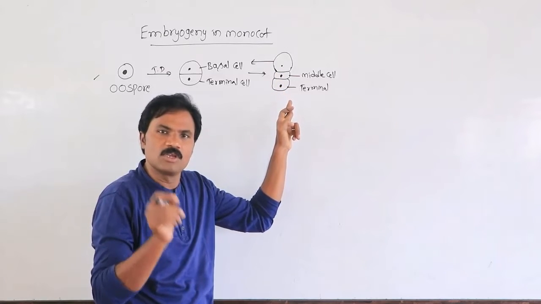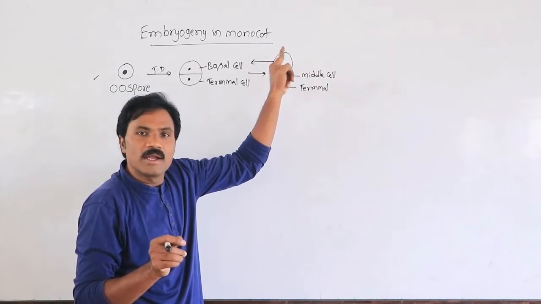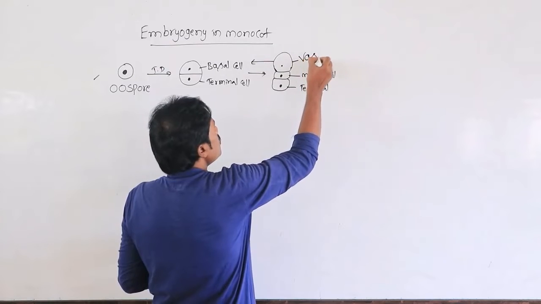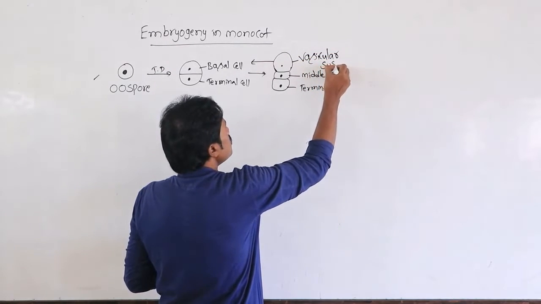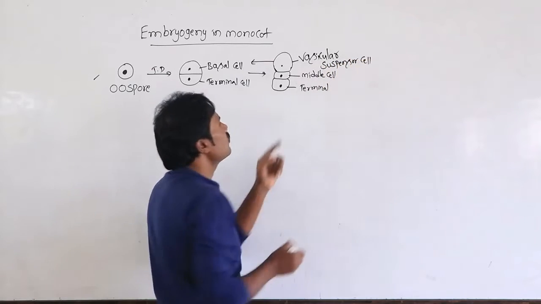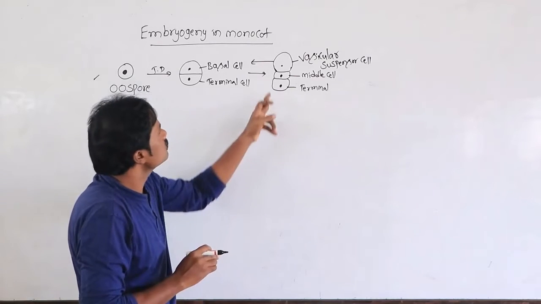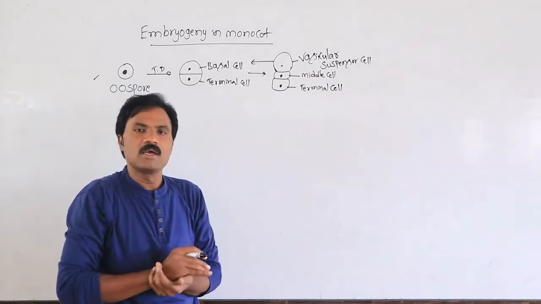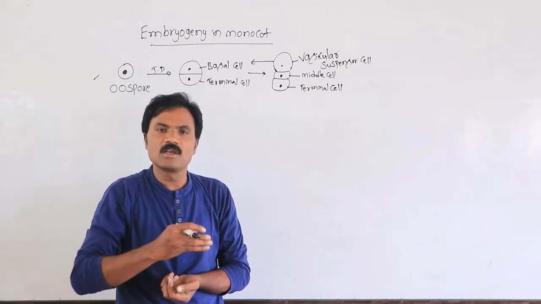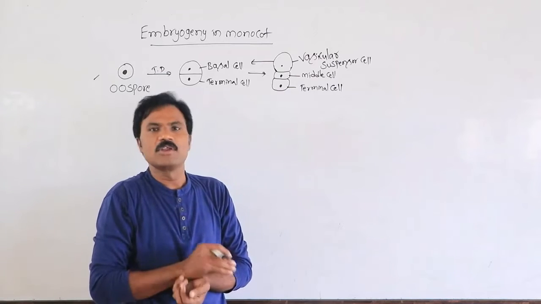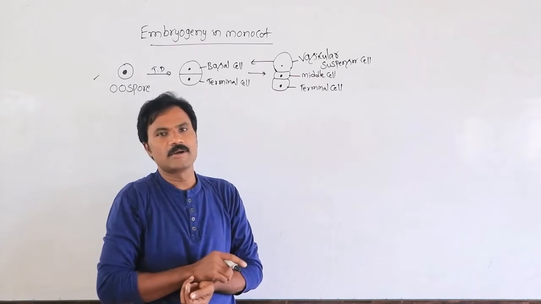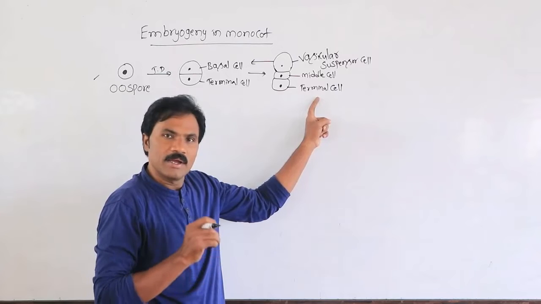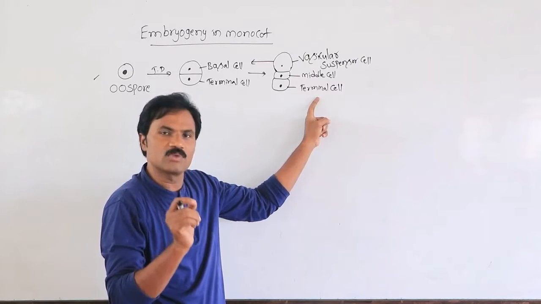What are the parts present in the three cell stage? The basal cell acts as the vesicular suspensor cell. That's why it is the three cell stage. Then the remaining terminal cell differentiates after multiple divisions. The terminal cell further divides and forms the plumule as well as a single cotyledon. In monocot, the cotyledon represents the scutellum lobe. So the terminal cell forms the cotyledon as well as the scutellum lobe.